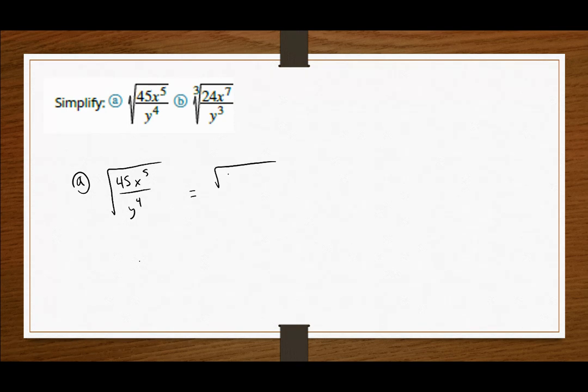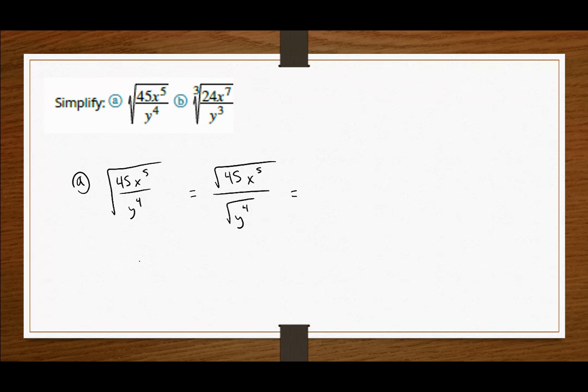So we end up with the square root of 45x to the 5th divided by the square root of y to the 4th. My numerator in this case, I'm actually going to have to use the product rule on to simplify. Neither 45 nor x to the 5th are perfect square terms, and so we'll need to split them up so that we can identify their perfect square factors and the trash factors.